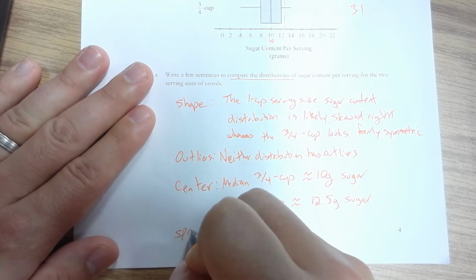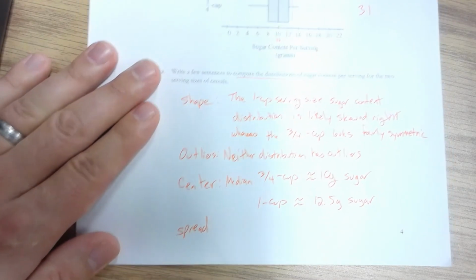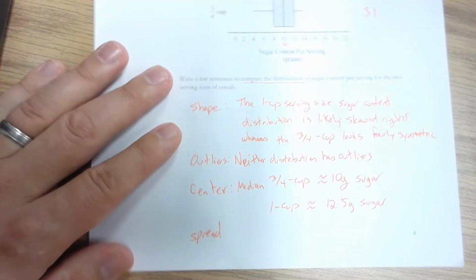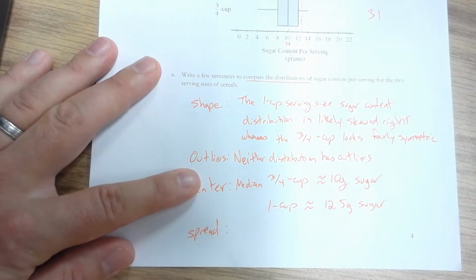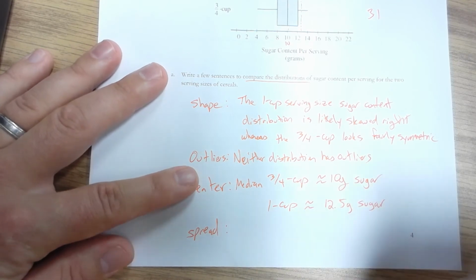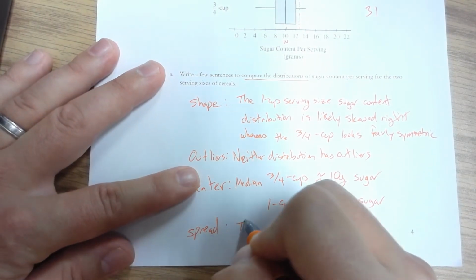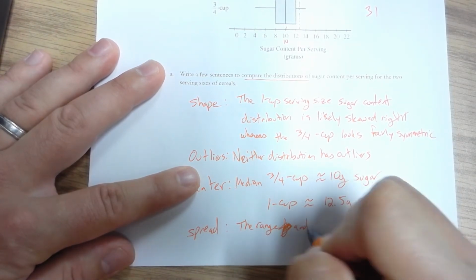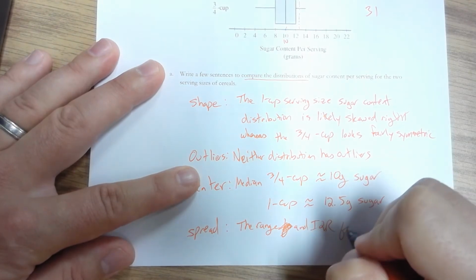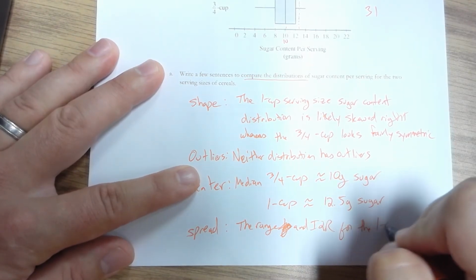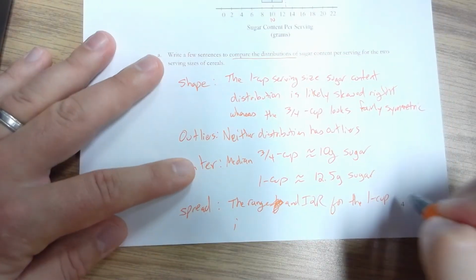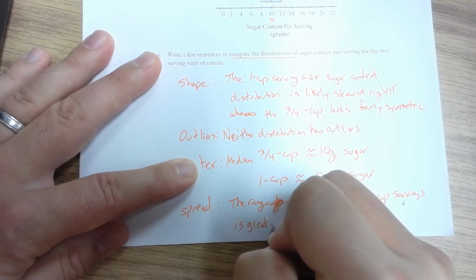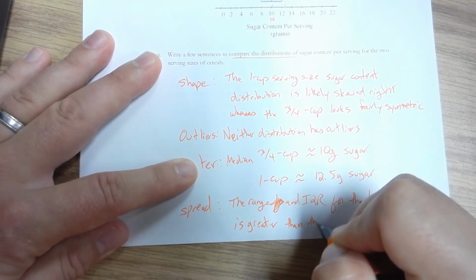And then spread, I'm going to use both again with the box plot. IQR is really quick to compare, and so is range. So both of those. I'm not going to give the specific statistics in this case just because we don't have to. The range and IQR for the 1 cup servings is greater than the 3/4 cup.